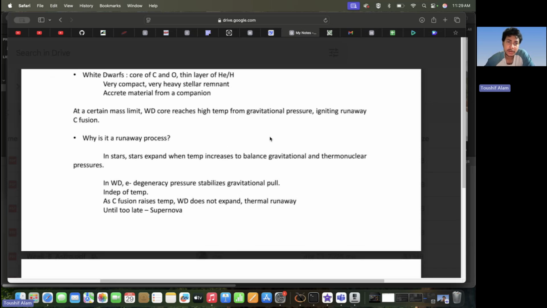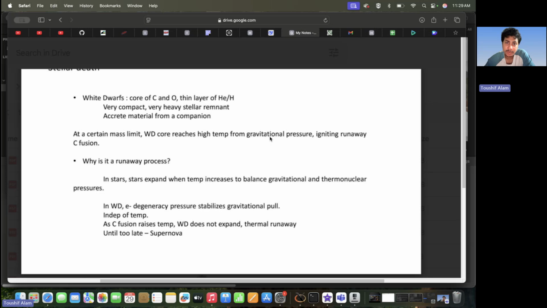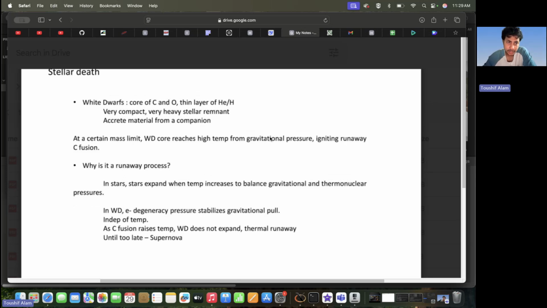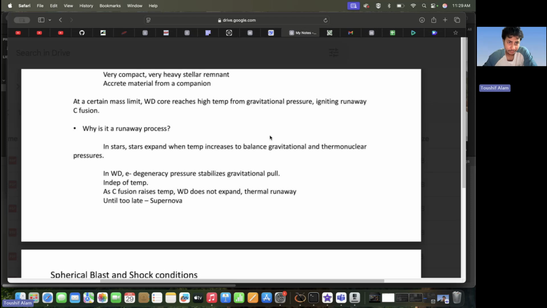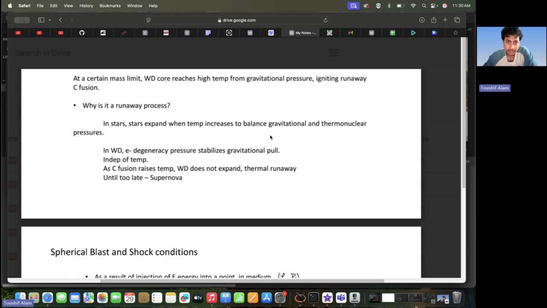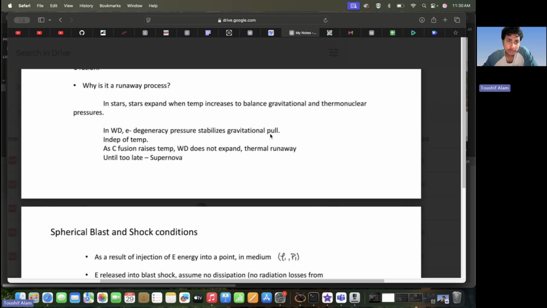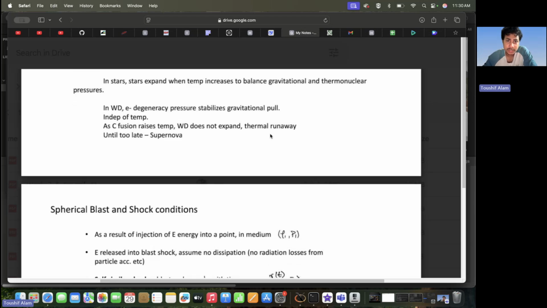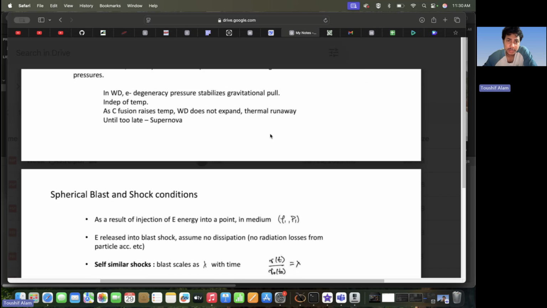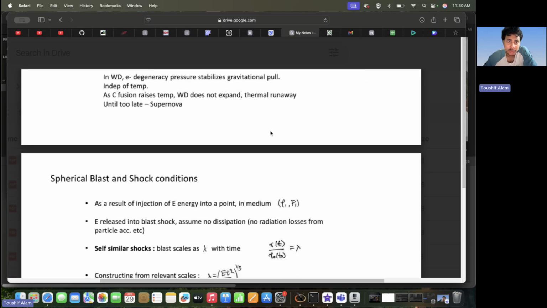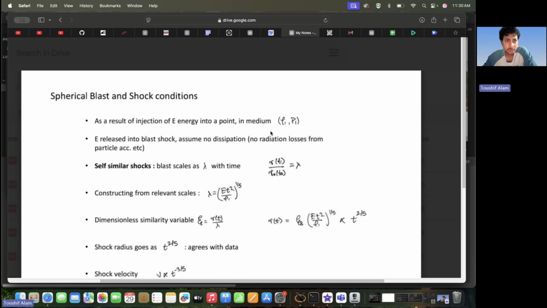At a certain mass limit, the white dwarf core reaches a high temperature from gravitational pressure, igniting runaway carbon fusion. Why is it a runaway process? In normal stars, they expand when temperature increases, balancing gravitational pull against thermonuclear processes. In a white dwarf, degeneracy pressure stabilizes the gravitational pull independent of temperature. As carbon fusion raises the temperature, the white dwarf does not expand, so thermal runaway continues until it is too late, and it becomes a supernova.